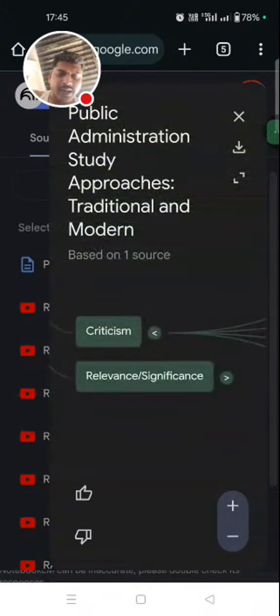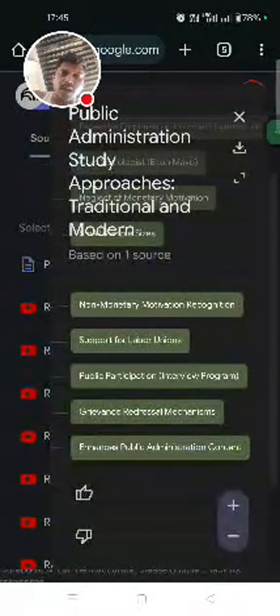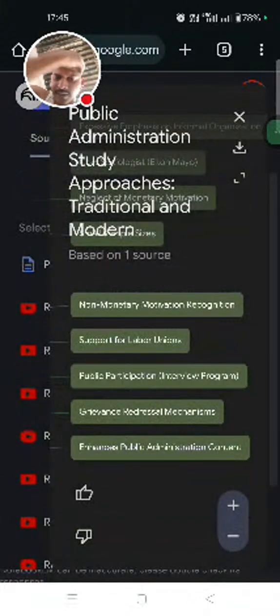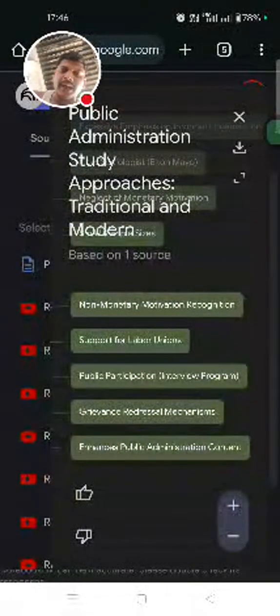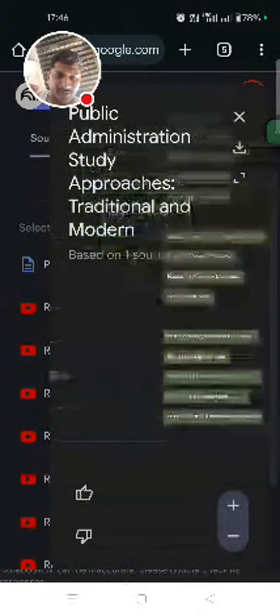Then comes the relevance and significance of human relation theory. Non-monetary motivation and recognition are there, and support for labor unions is there. Public participation in the interview program is also there, and a grievance redressal mechanism and enhanced public administration content are found there.